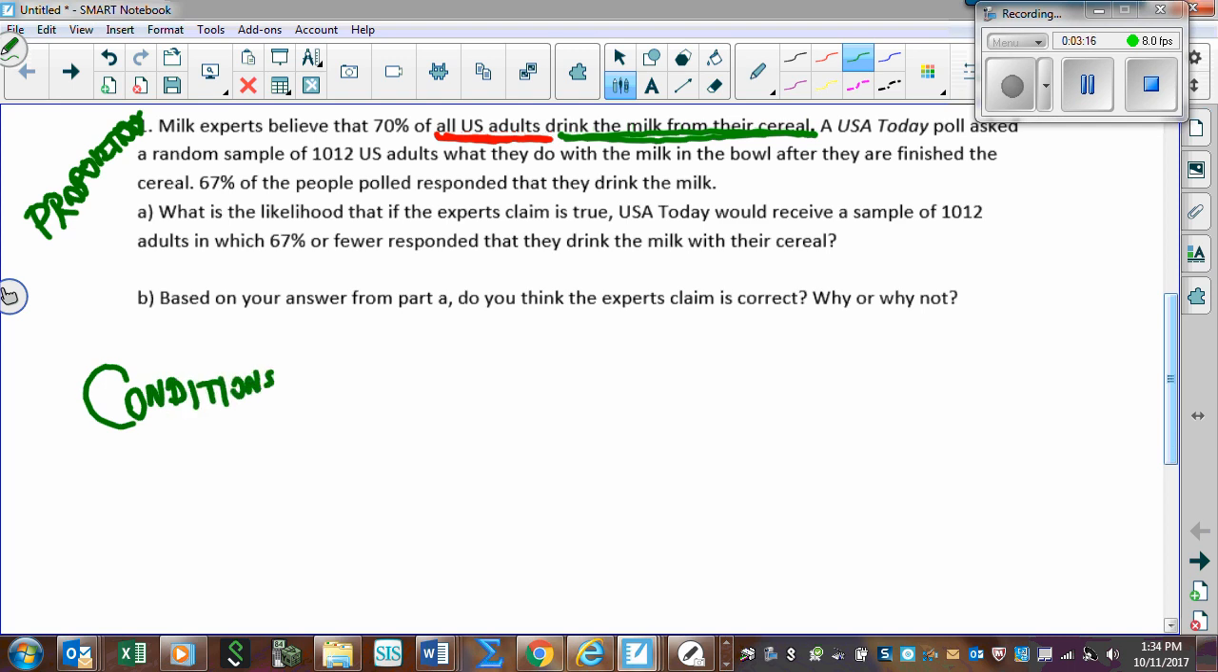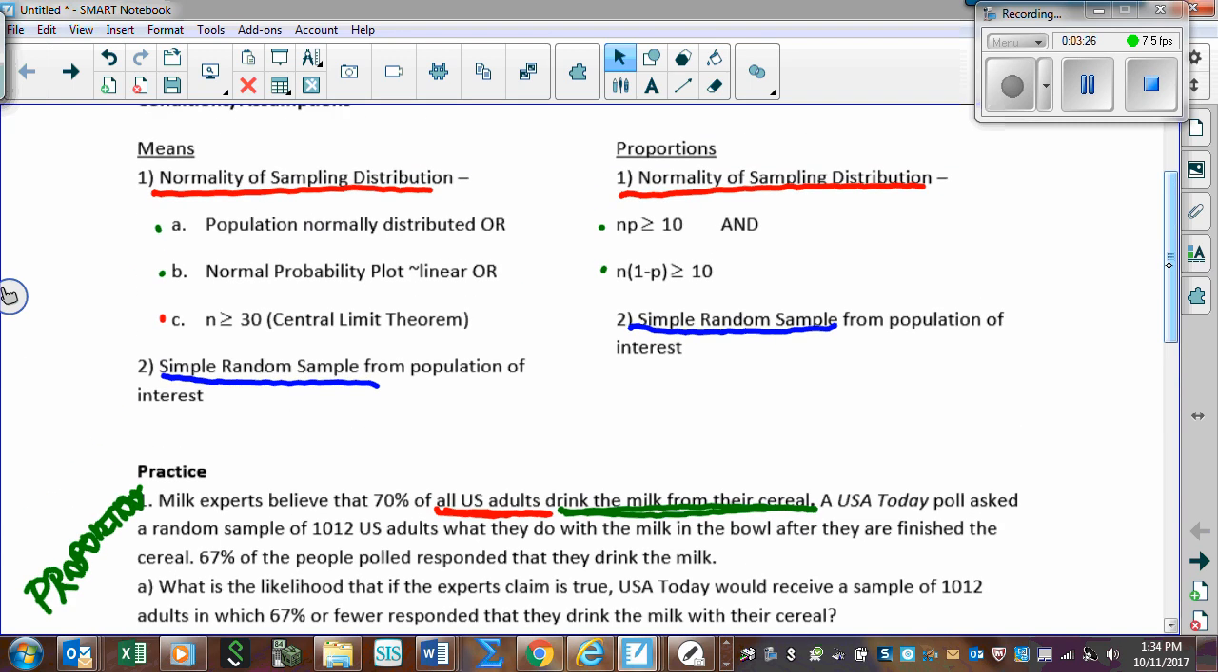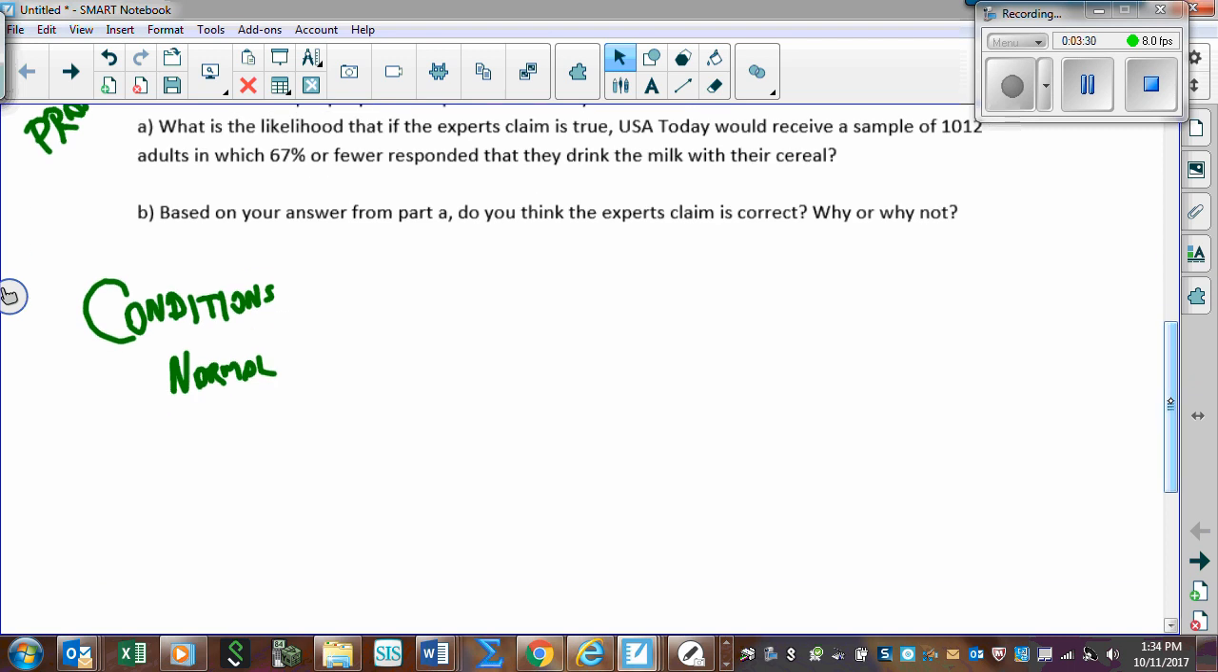Okay. Now we start off with our conditions. And so we're going to check for normal. And we said that those conditions for proportions were that n times p and n times 1 minus p both had to be at least 10. Okay, so let's check that.